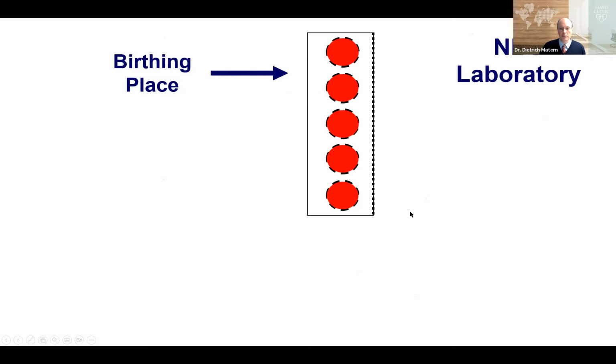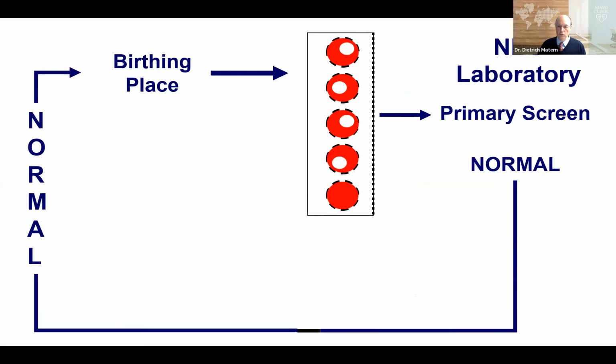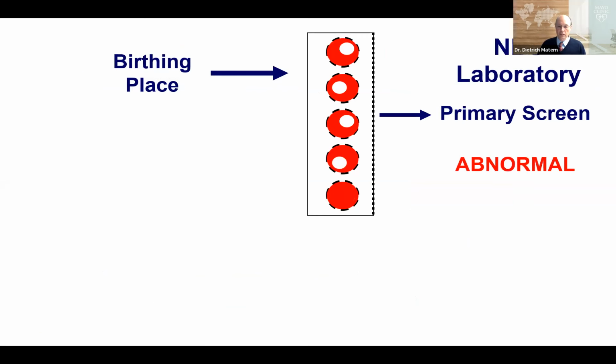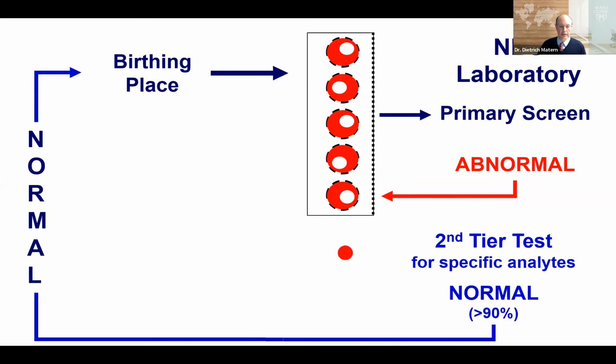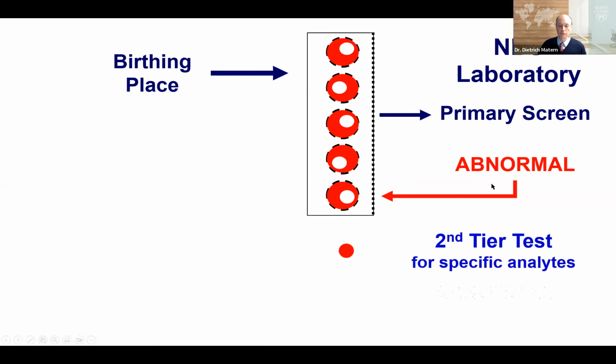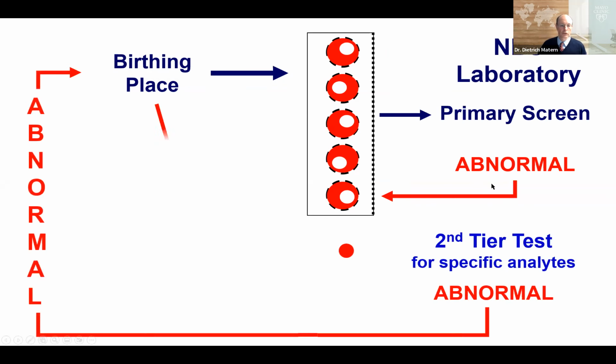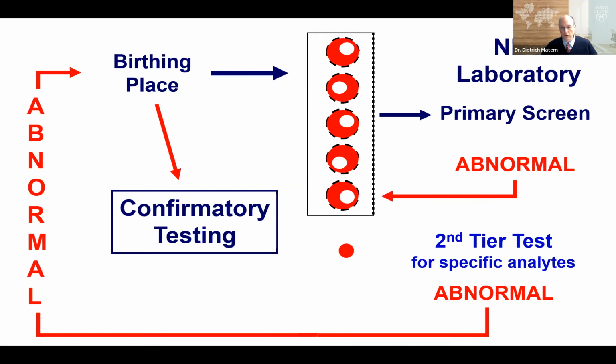At the birthplace, the sample is collected, the dried blood. It goes to the screening laboratory that does the primary screen with several punches, and if everything is normal, everyone is happy. If something is abnormal and there is an ability to do a second-tier test, you take another punch from the original card, as I said, you do the second-tier test for the more disease-specific analyte, and if that is normal, everyone's happy. No one needs to know about the initial abnormal primary results. And if it is abnormal, you don't have to waste any time. You go right to confirmatory testing.